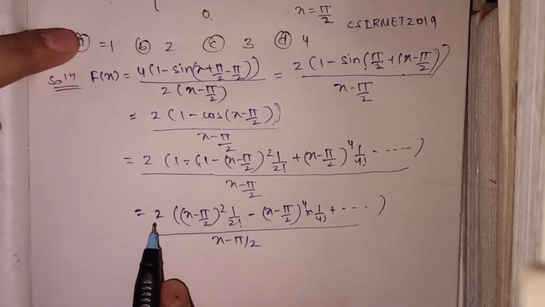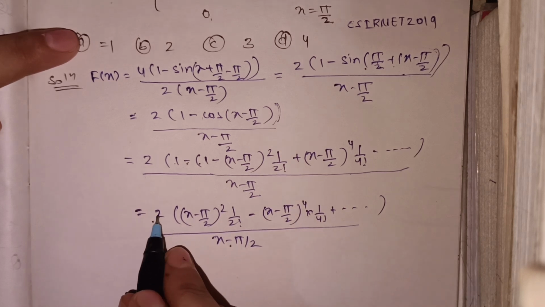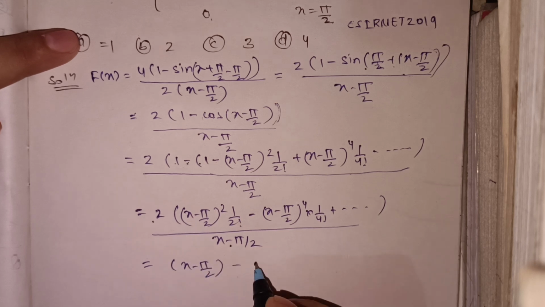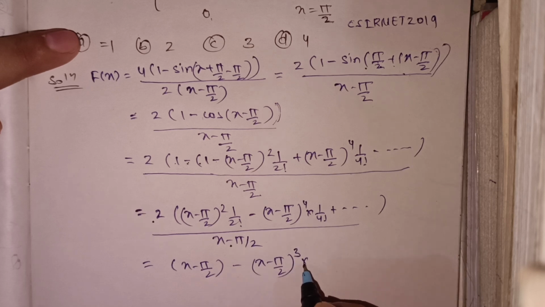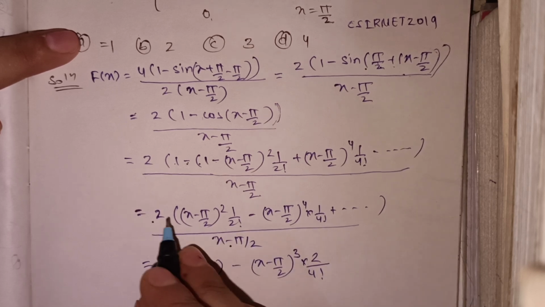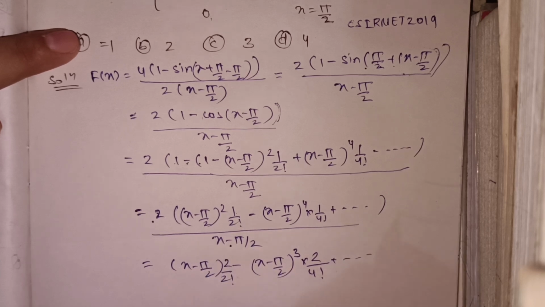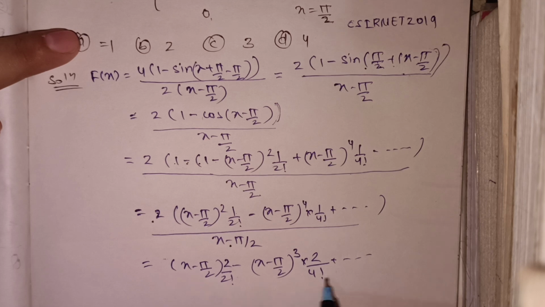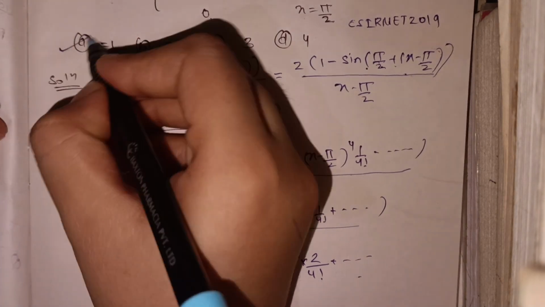Taking x minus pi by 2 outside, this will cancel this. And multiplying 2 inside, what we get: (x minus pi by 2) minus (x minus pi by 2) to the power 3 into 2 upon 4 factorial. Here, multiplying 2 by 2, this cancels out, and the series continues. So we have to find the coefficient of x minus pi by 2. The coefficient of x minus pi by 2 is 1. If we expand this and see, the coefficient is 1. So option A is correct.